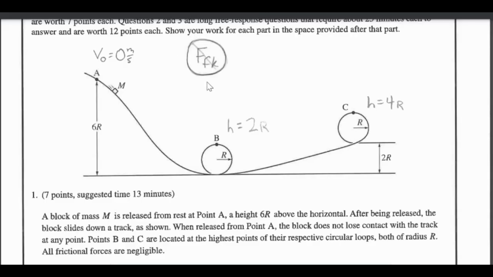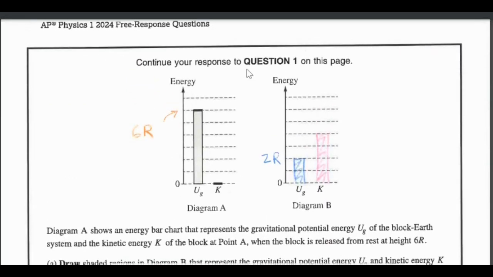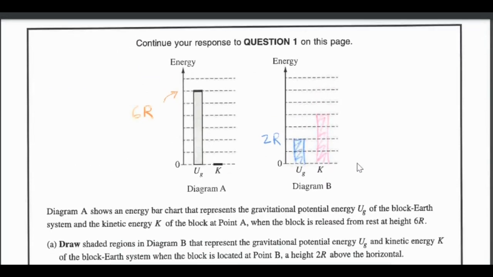And there's no friction, so we're not worried about any thermal energy or anything like that. It'll probably be clean transitions from gravitational potential energy to kinetic energy. Now, with that being said, here is our first question.